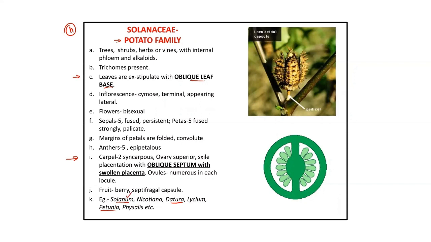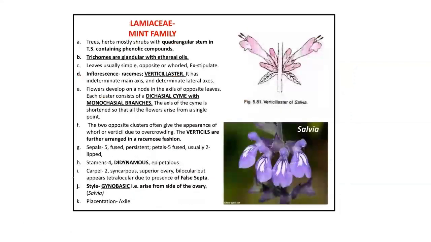This family becomes important because of the Solanum. Okay, so placentation here you can see, and this oblique septum is there with swollen placenta. Okay, so that is important. And a question has come from placentation, but it is a bit old, but there was one question I've seen. Now let us talk about Lamiaceae family, which is commonly called the mint family. Okay, so this was 12.